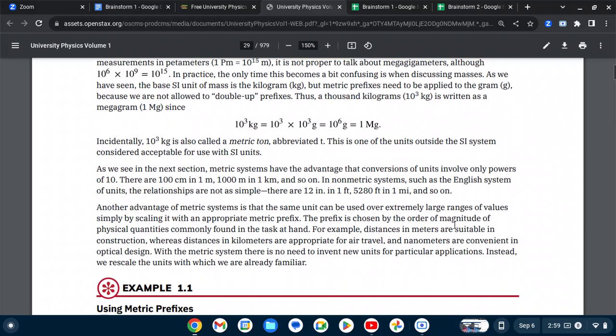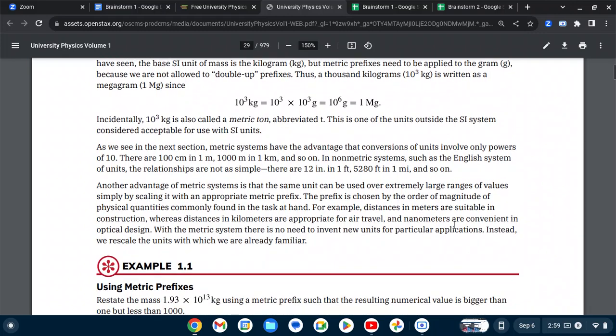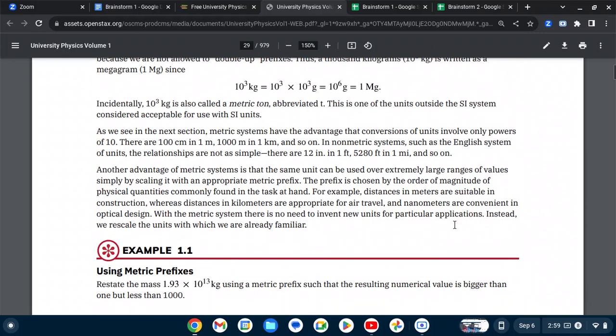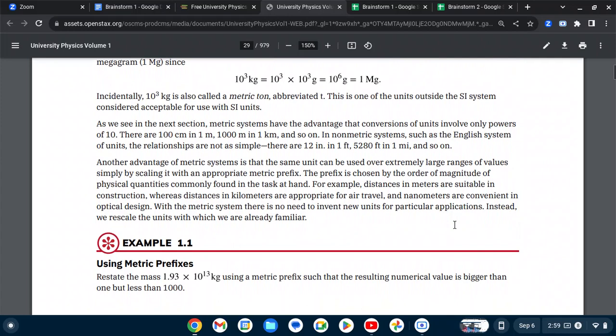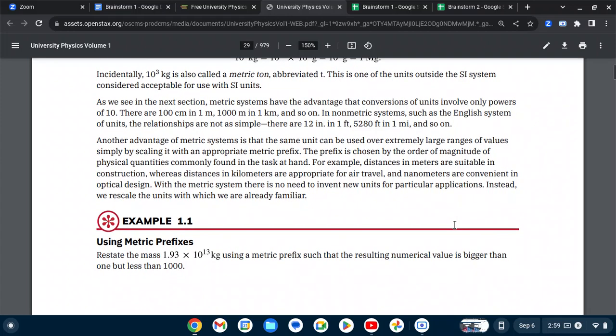Since 10 to the 3 kilograms equals 10 to the 3 times 10 to the 3 grams equals 10 to the 6 grams equals 1 megagram. Incidentally, 10 to the 3 kilograms is also called a metric ton, abbreviated T. This is one of the units outside the SI system considered acceptable for use with SI units.